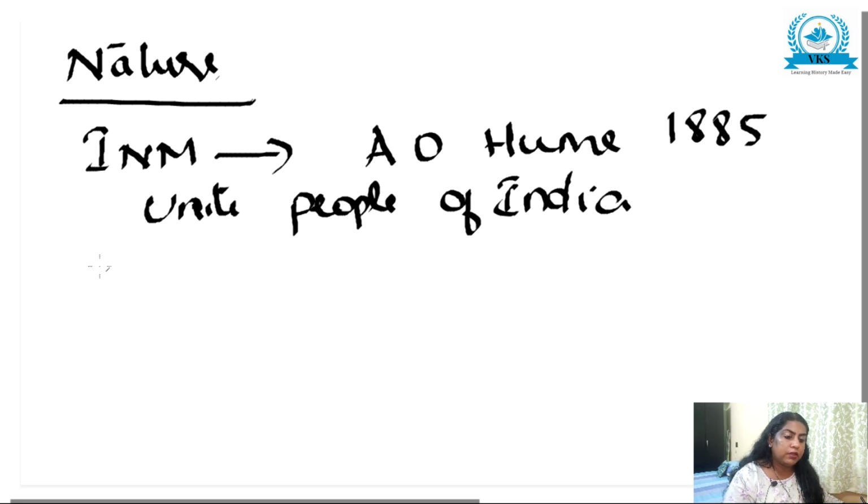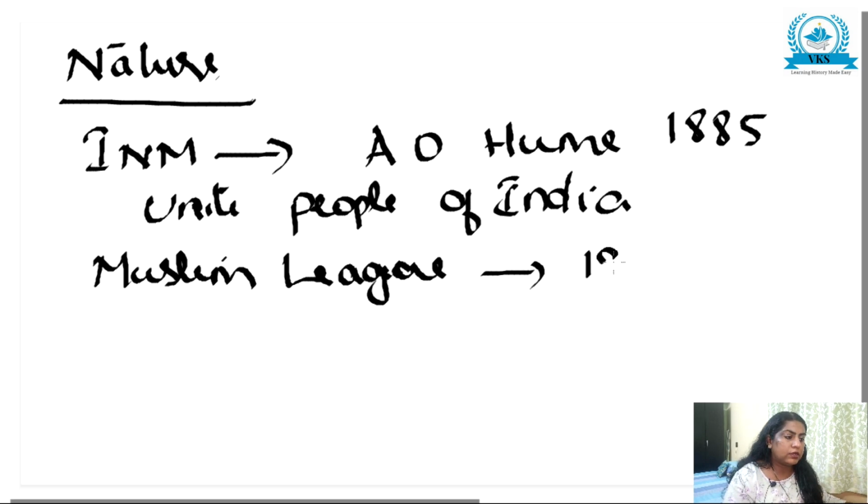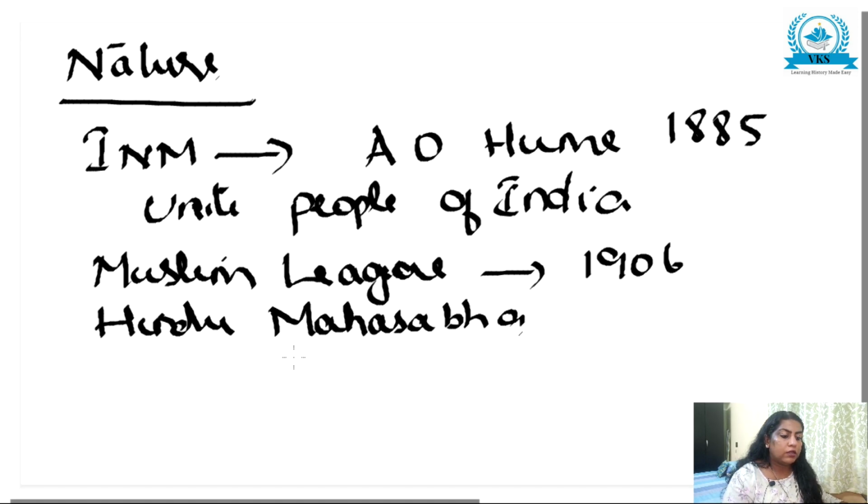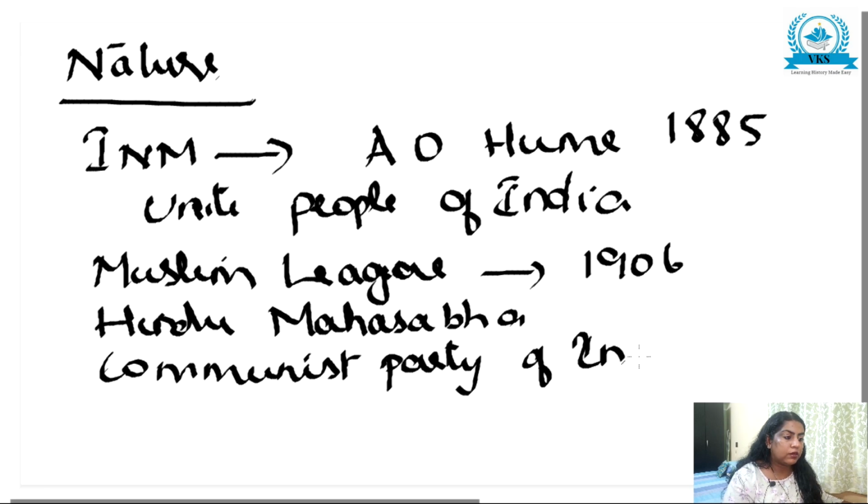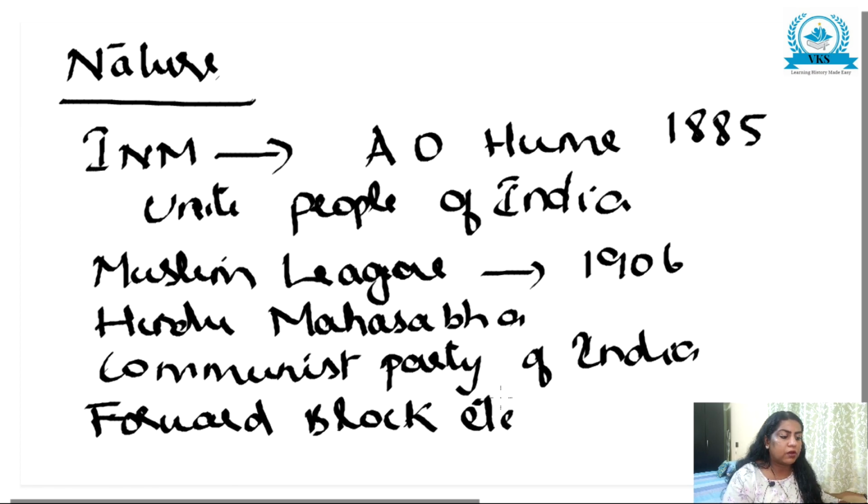And the Muslim League was founded in 1906. Later, many other parties like Hindu Mahasabha, Communist Party of India, Forward Bloc, etc. emerged. All these parties emerged in successive years.